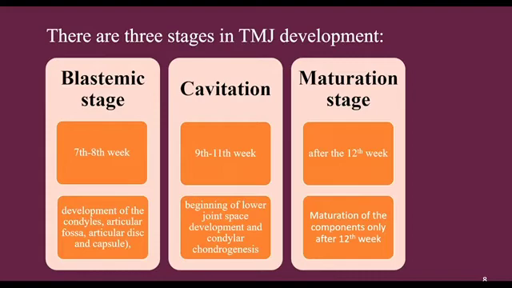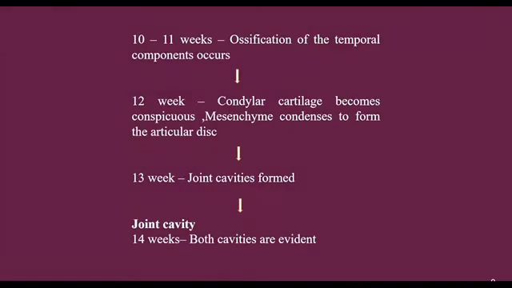The blastemic stage starts from 7 to 8 week, cavitation is from 9 to 11 week and after 12th week is the maturation stage. The development of condyles, articular fossa and articular disc capsule is formed in the blastemic stage. Beginning of lower joint space development and condylar chondrogenesis occurs in the cavitation stage.